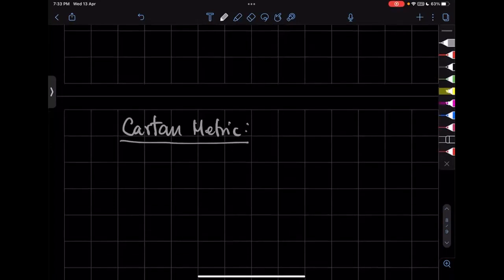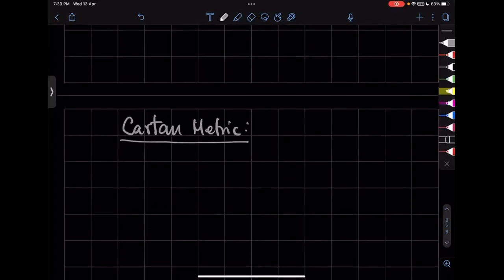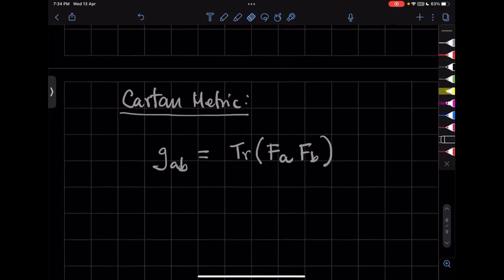So on a Lie algebra, you can define a metric, and that metric is defined to be the trace of the generators of the adjoint representation. Okay, because trace has a cyclic property, this means that it's a symmetric matrix, right?